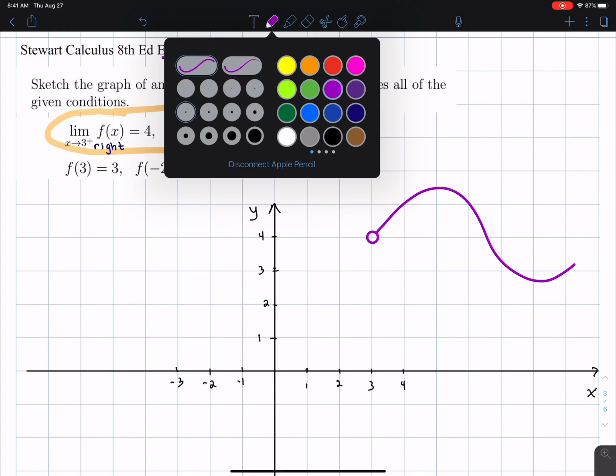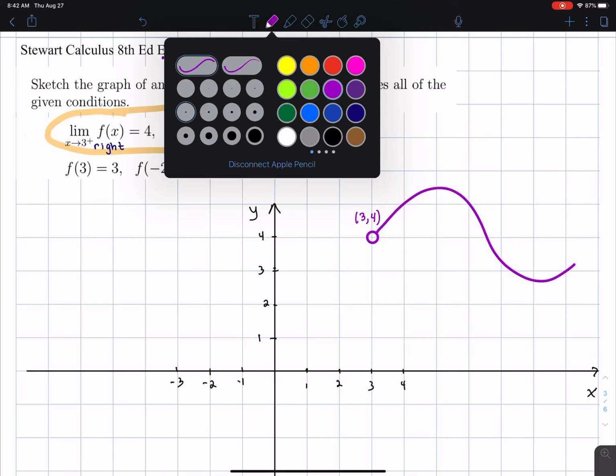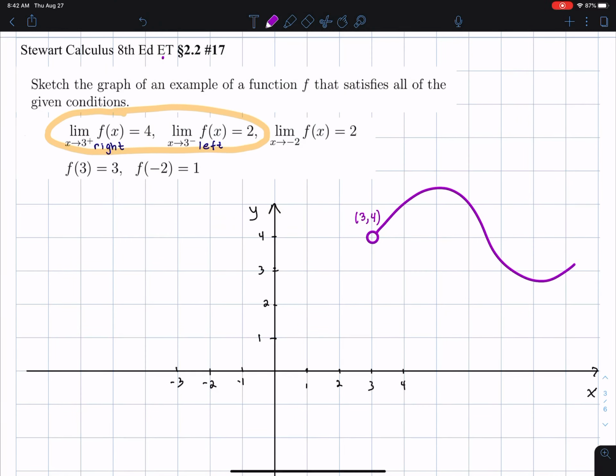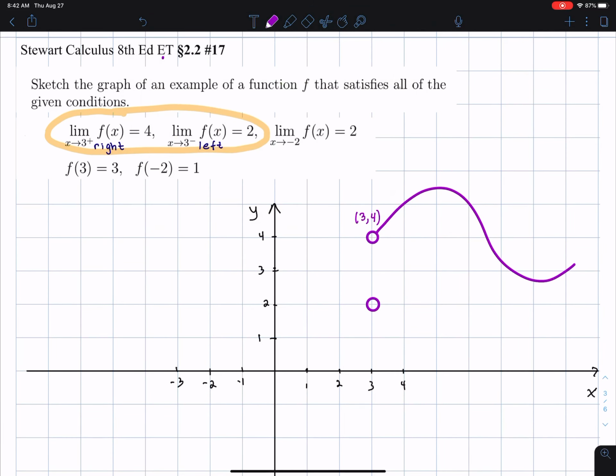Now this is the point 3, 4. All right, that's the point 3, 4. Now when I come from the left, the limit from the left is 2, so I'll make a little circle where 3, 2 is. So that's the point 3, 2, and I have a circle there representing the limit.